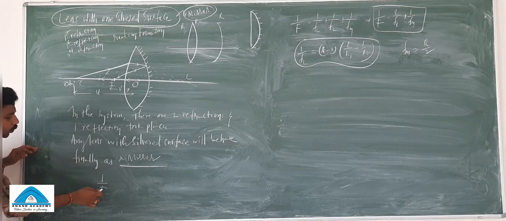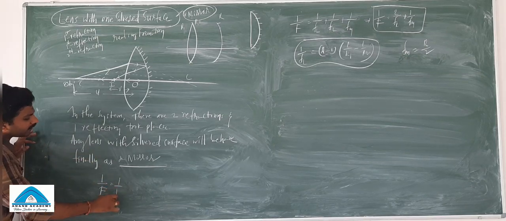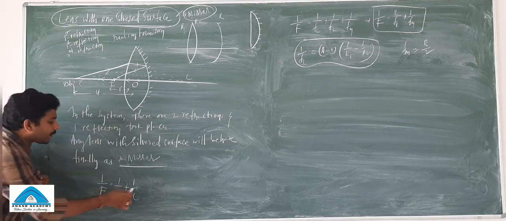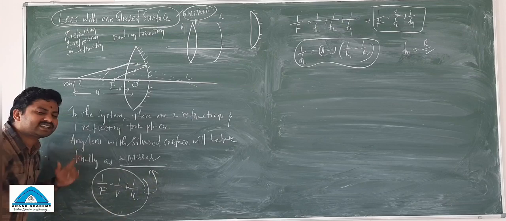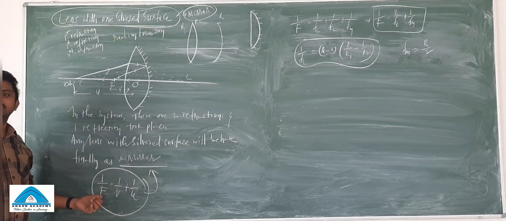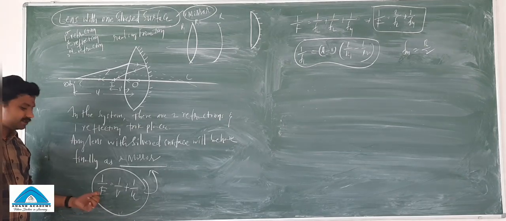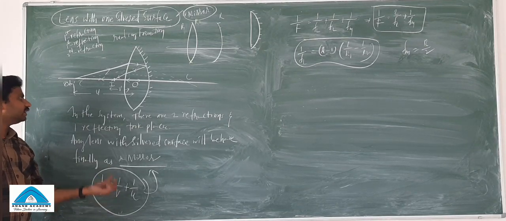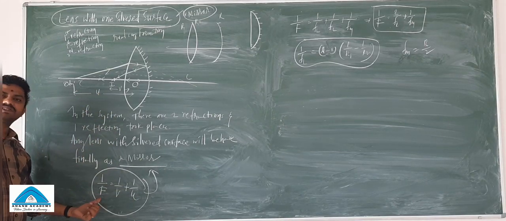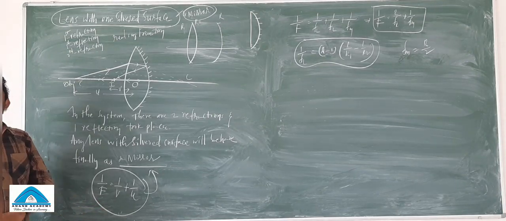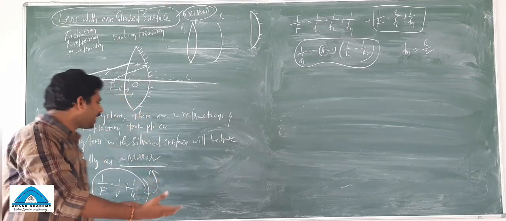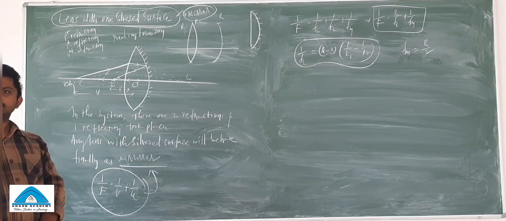Why can't you substitute in 1 by F is equal to 1 by V plus 1 by U? What is this? It's the mirror formula. Why am I applying the mirror formula? Because the system is behaving as a mirror finally. This is the focal length of the final mirror system, 1 by V is the final image, 1 by U is the object. You must apply the sign conventions here, then only you will get exactly the same. The same way we have applied the sign convention for the questions based on the mirror formula, you have to do it.